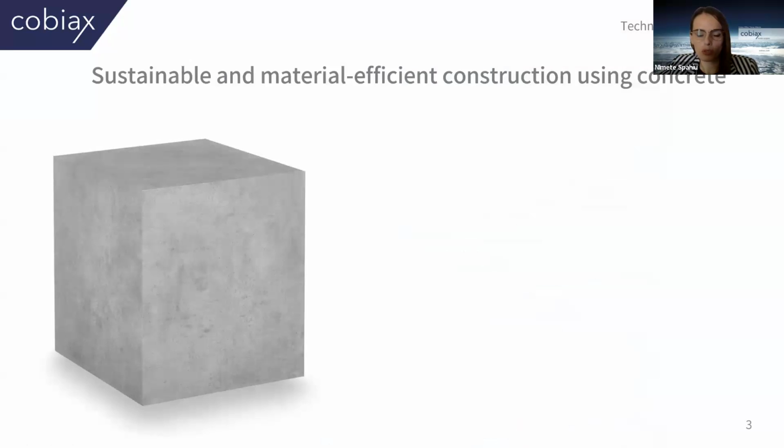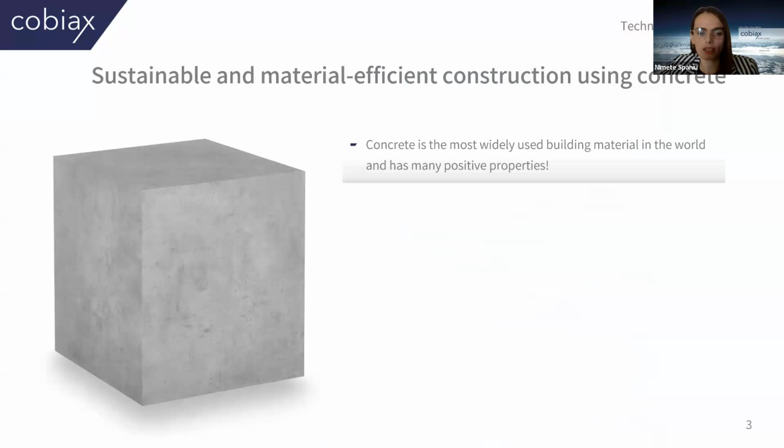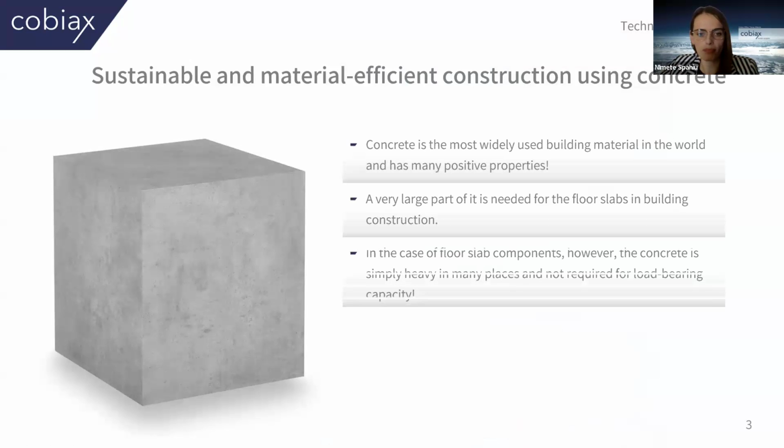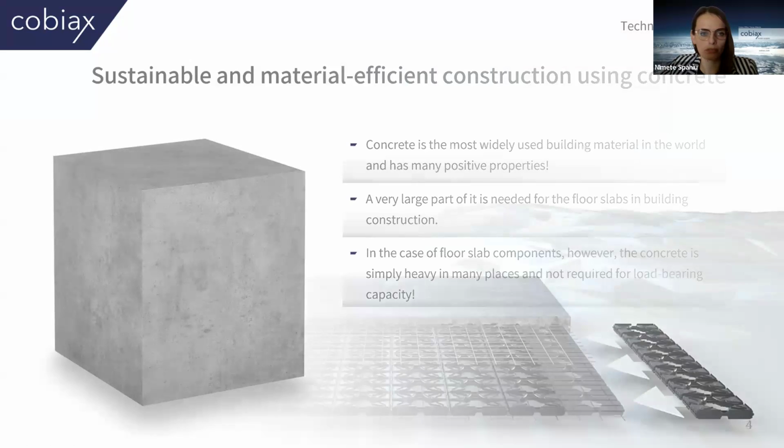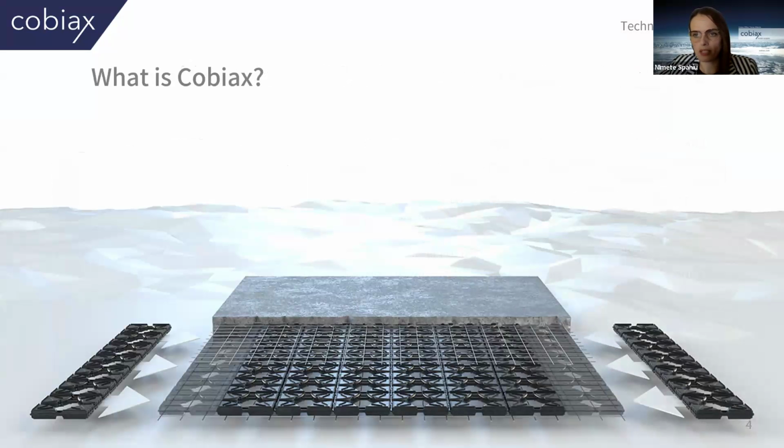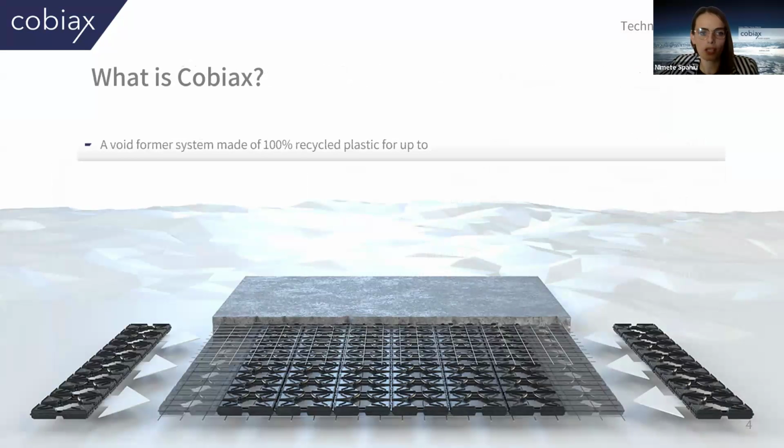As we know, the most used material in buildings is the concrete, but a large amount of it is used for the slabs. But as we know, as civil engineers, in many parts of the slab, the concrete is not necessary. It is just heavy. So for this, we have a solution that is Cobiax. But what is Cobiax? Cobiax is a void former system made of 100% recycled plastic.